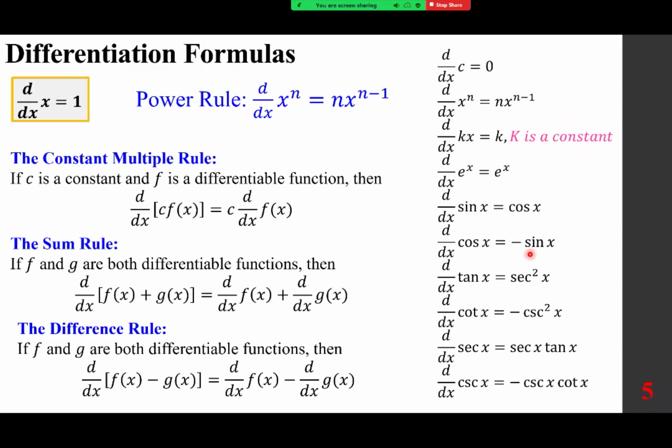We had seen this on the first page. The derivative of tan x is secant squared x. The derivative of cotangent x is negative cosecant squared x. The derivative of secant x is secant x tan x. The derivative of cosecant x is minus cosecant x cotangent x. And we will look at this stuff with more details later on, everybody.